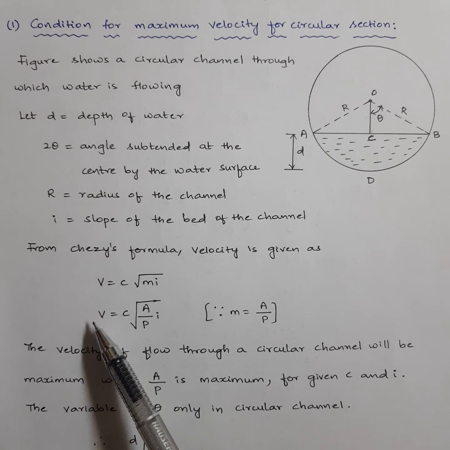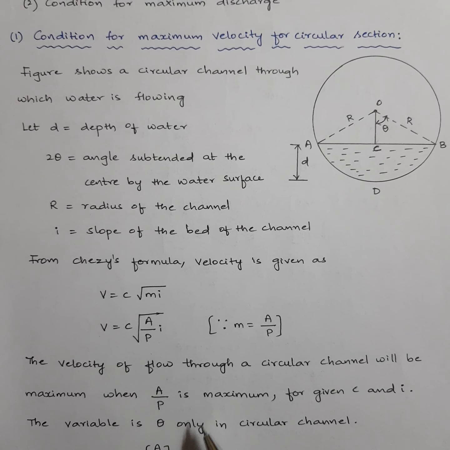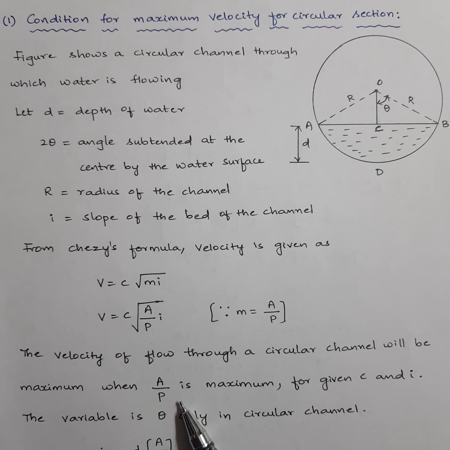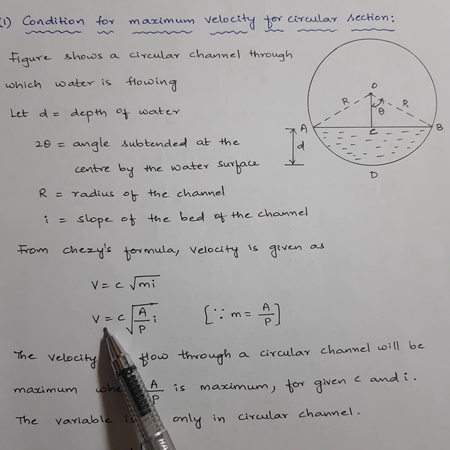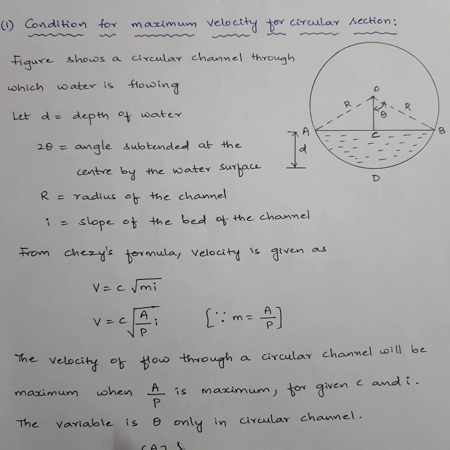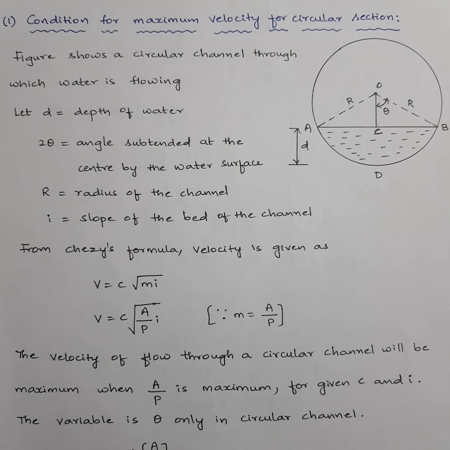So for your velocity to be maximum, what should be maximum? A by p should be maximum. So that's what I have written. The velocity of flow should be maximum when a by p is maximum. So now your velocity is indirectly dependent on whom? Theta. Why? Just now we derived the values of a and p, right? They were in terms of theta and r.